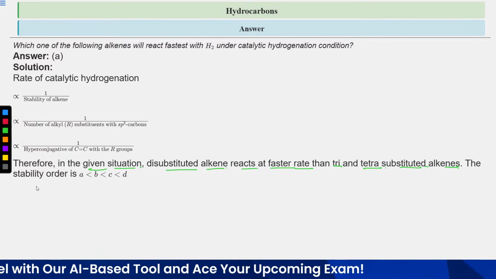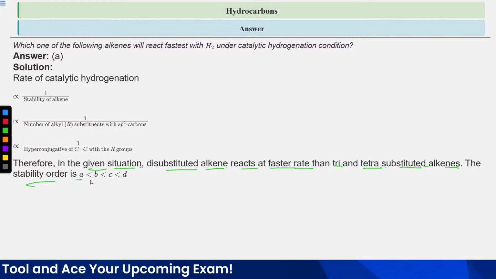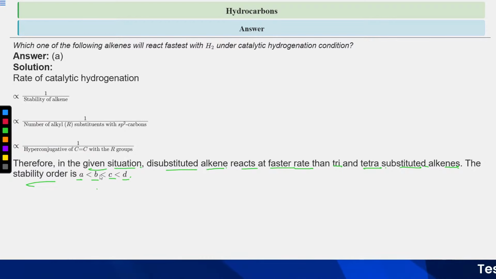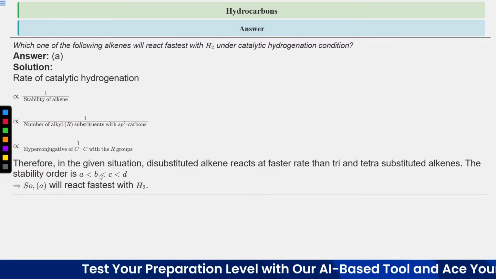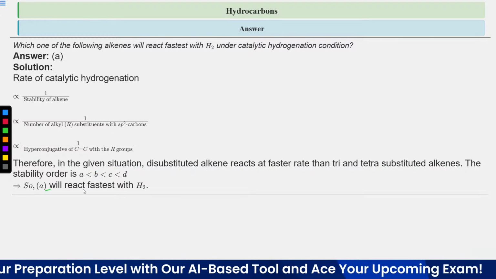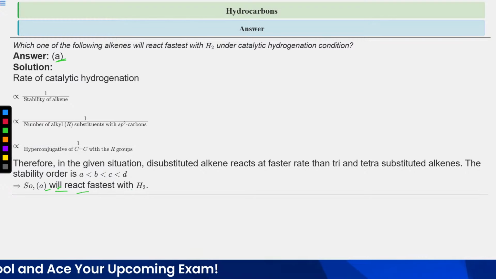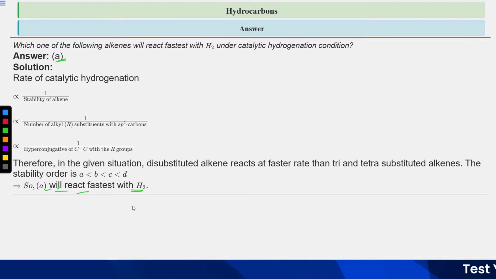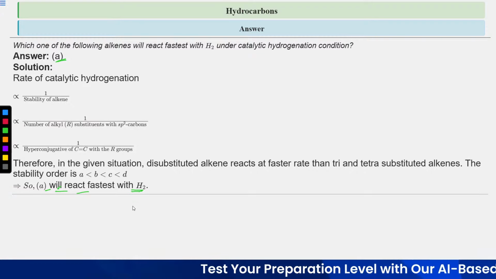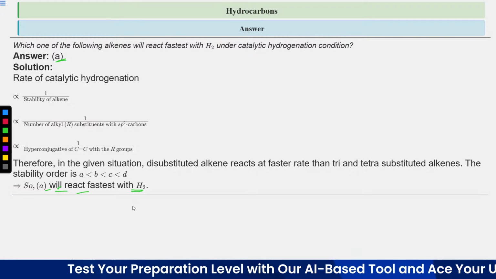The stability order is: most stable is D, then C, then B, and then A. So A, B, C, and D are representing the options given, which are nothing but alkenes. So the alkene in option A, the least stable, will react fastest with the hydrogen molecule under the catalytic hydrogenation condition. After using all this concept, we conclude that the alkene given in option A will be our correct answer because it will react fastest with hydrogen.